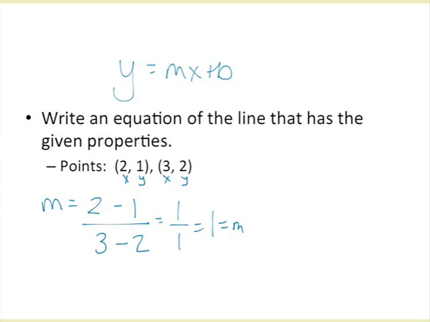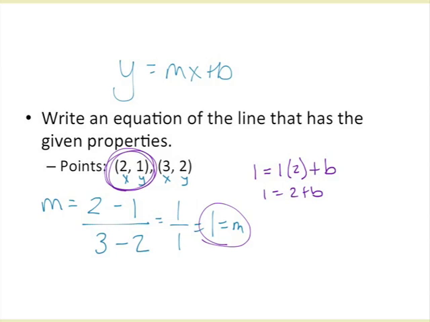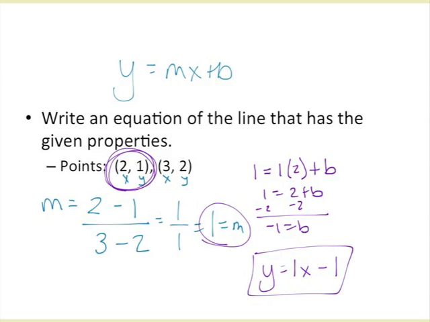Then choose either point to represent your x and y, and use your m and do exactly what we did in the last problem. So y is 1 equals m is 1, x is 2 plus b. 1 times 2 is 2. Subtract the 2 gives -1. And my equation is y equals 1x minus 1. Plug in the m and the b, leave the x and y as variables.